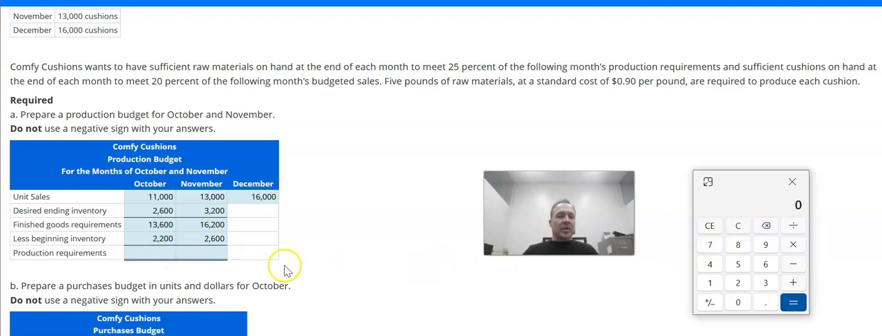So our production requirements for October are going to be 13,600 minus 2,200, so that's 11,400. And over here for November, we've got 16,200 minus 2,600, which is going to give us 13,600. Okay, hopefully I didn't have any typos there. I don't think I did.